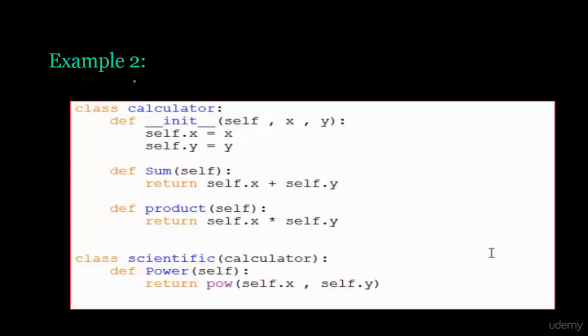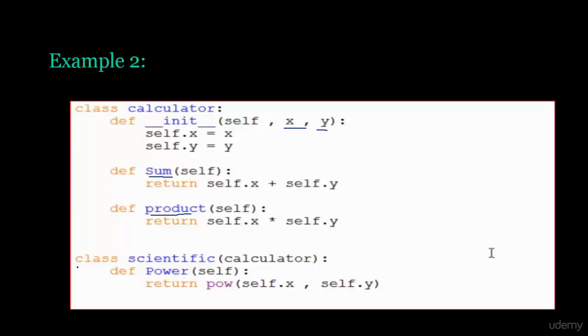Here's example 2. I create a class with the name of calculator. This class contains three methods. The first one is the constructor, which takes x and y from us. The second method is sum, which will return the sum of two values x and y. The third one is product, which will return the product of the two values here.